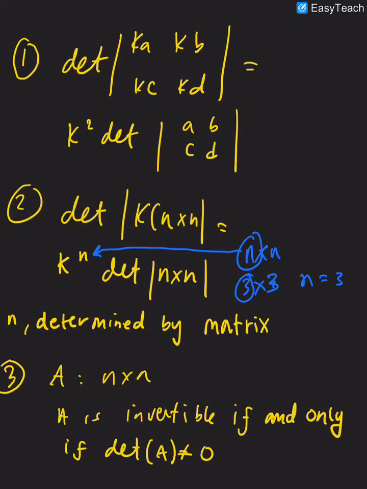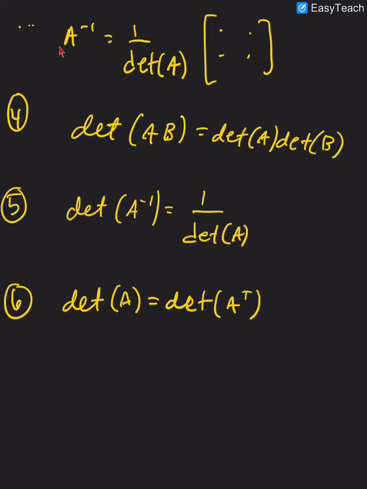So moving on to the third one, we have if A is an n by n matrix, then A is invertible if and only if the determinant of A does not equal 0. So then that means that A inverse is equal to 1 over the determinant of A multiplied by whatever we have in those brackets. Okay, so moving on, the fourth one is the determinant of AB, which can be separated into the determinant of A multiplied by the determinant of B.